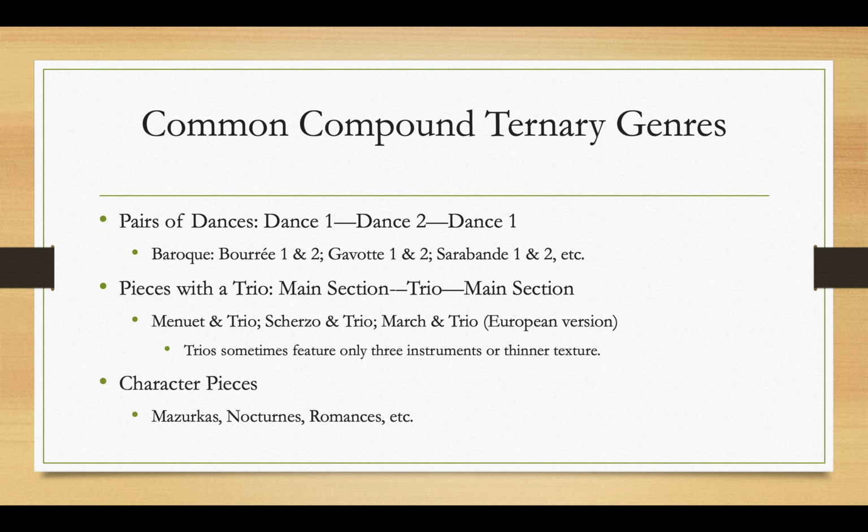Another place that you'll likely encounter compound ternary forms is in character pieces. These include all of the common character pieces from the 19th century, such as mazurkas, nocturnes, romances. Now, not all of these are necessarily going to be in compound ternary, but many of them are, and it is one common place for this form to occur.